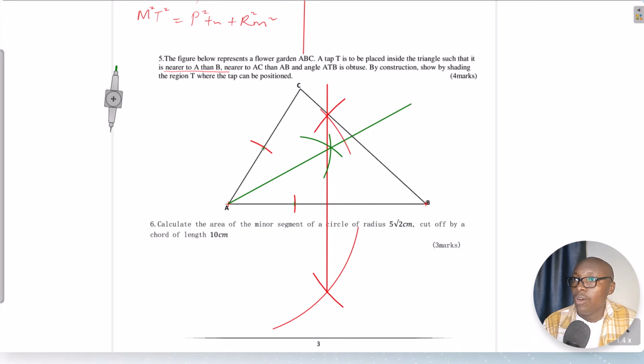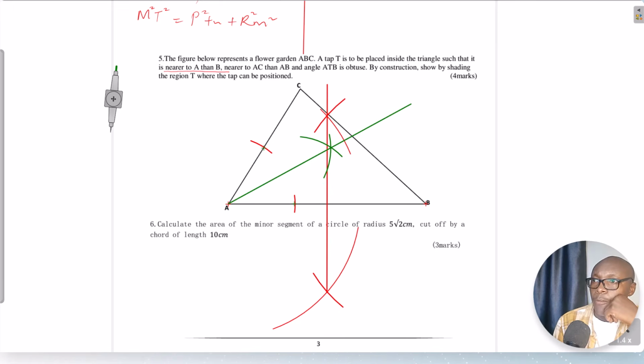And then angle ATB is obtuse. Angle ATB is obtuse, so T is supposed to be there, an angle subtended by AB. An obtuse angle is actually supposed to be greater than 90, in simple terms.